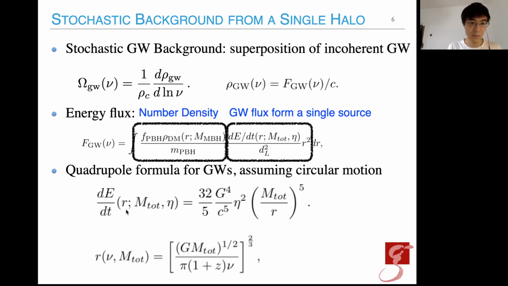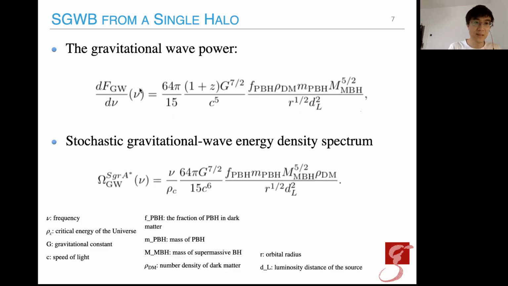For the GW flux, we model it by the quadrupole formula, under the assumption that this EMRI is in circular motion. And that is enough for calculating the stochastic background, because we do not care about the detailed waveform of a single source, but we are more interested in the superposition of all the sources. And the orbital distance is related to the frequency and total mass by Kepler's third law. And then the gravitational wave power is such a formula. And the final result for the stochastic background is in this form. Here I also put down a detailed dictionary to let the readers know the meaning of every parameter.